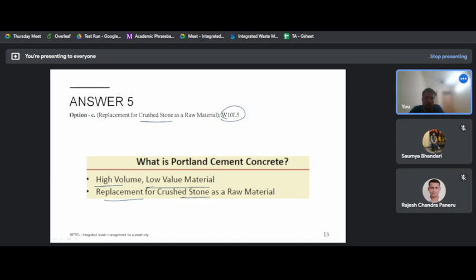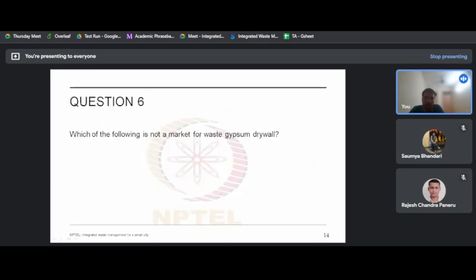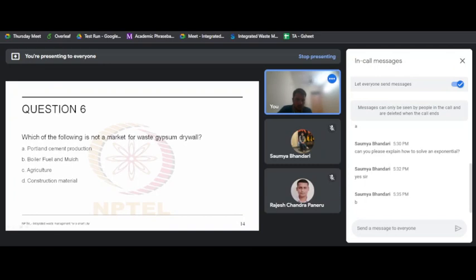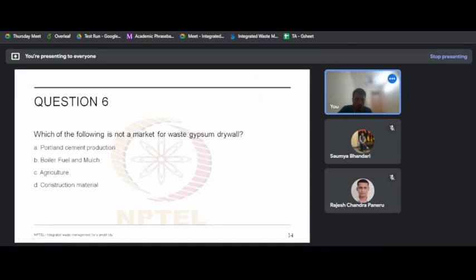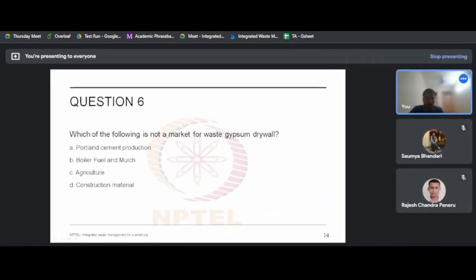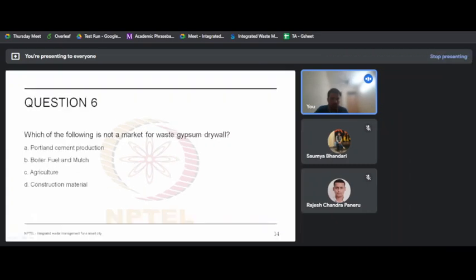Moving on to the next question, question number 6. Which of the following is not a market for waste gypsum drywall? The given options are Portland cement production, boiler fuel and mulch, agriculture, and construction material. Can I quickly have some response for this? Question 6. So I think someone has responded B. Yes, Soumya has responded B.